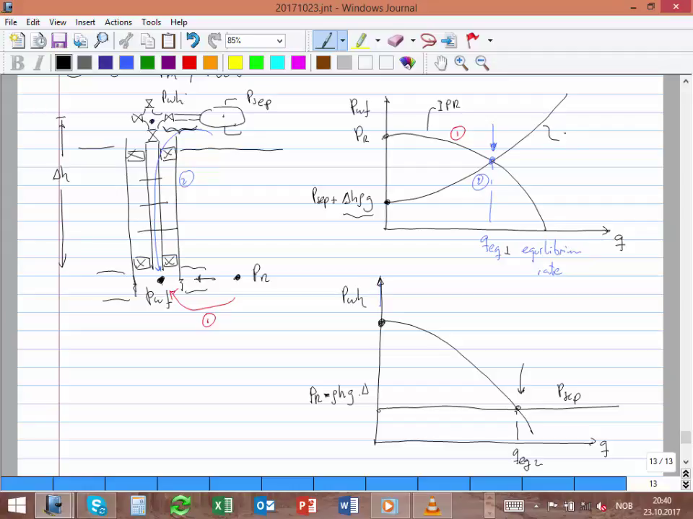This curve I call TPR, the tubing performance relationship, and that only contains the pressure drop in the tubing. And this one contains the pressure drop in the formation. Now this one, how do we call it, using the same nomenclature that we had before? We call it the wellhead performance relationship, WPR.